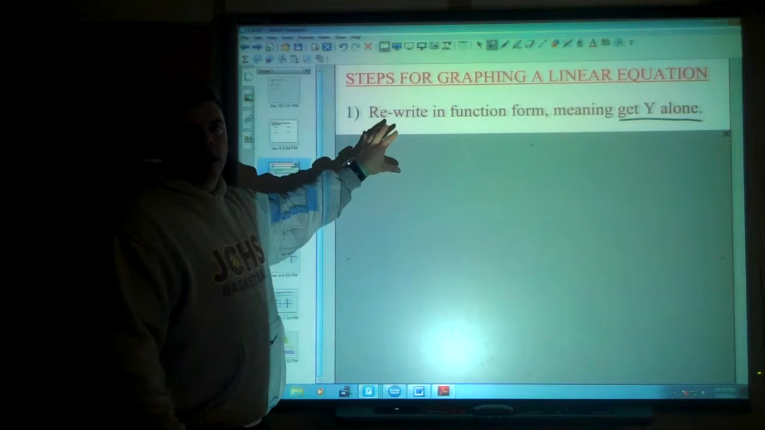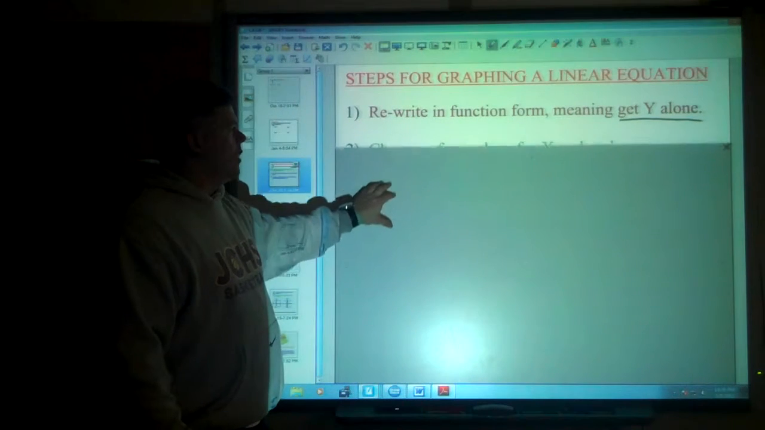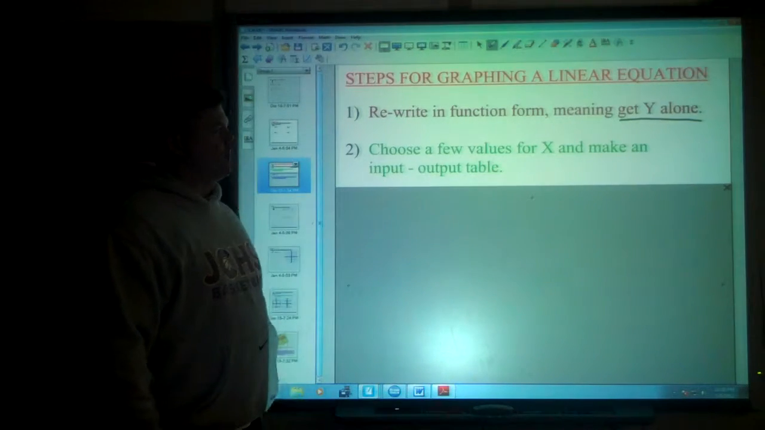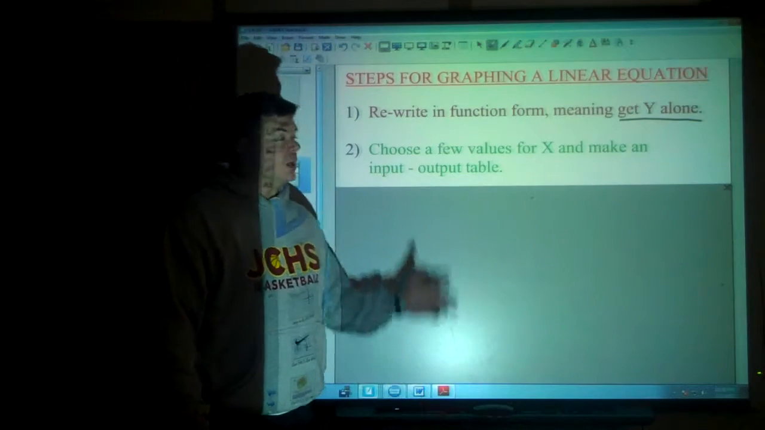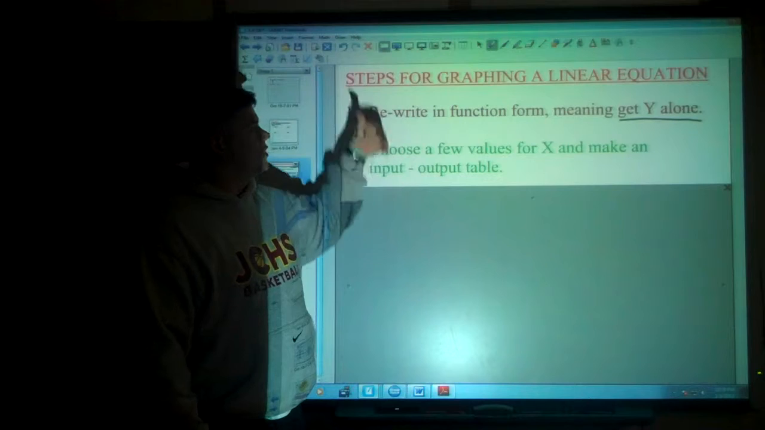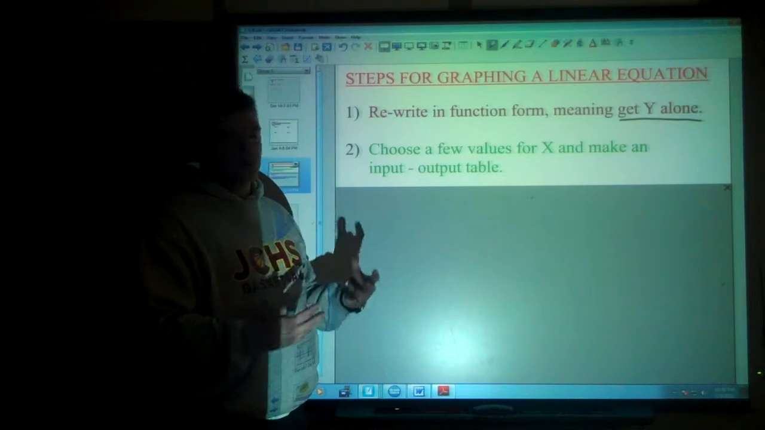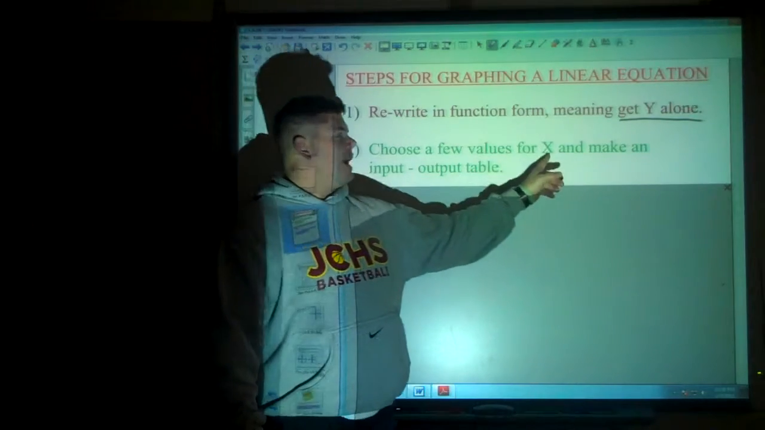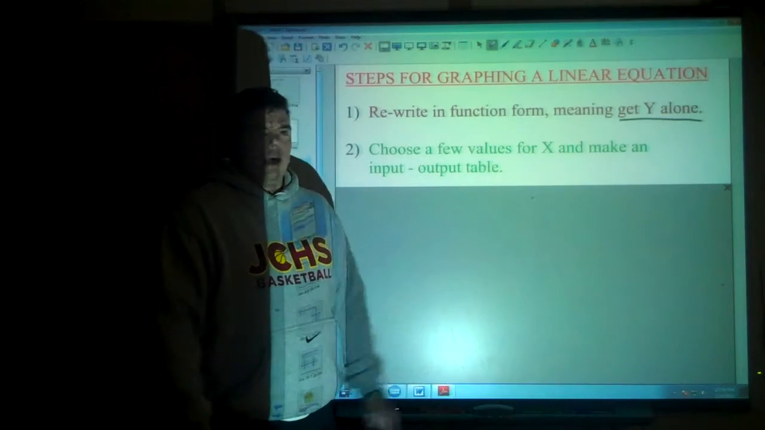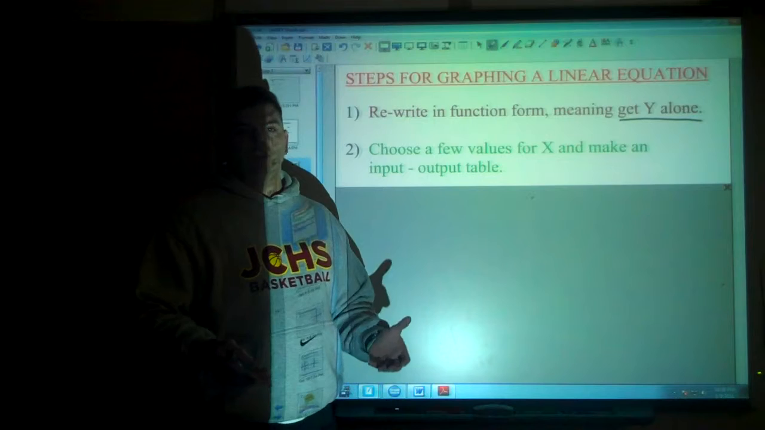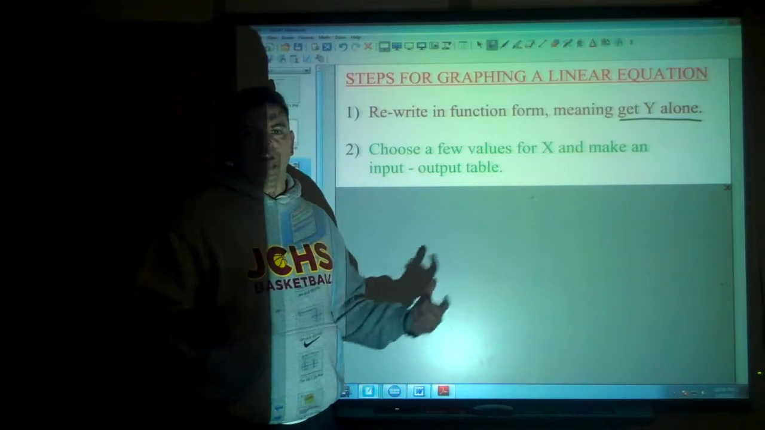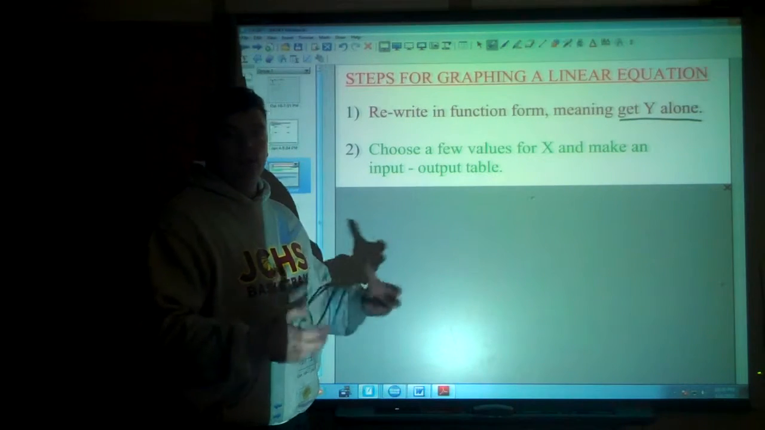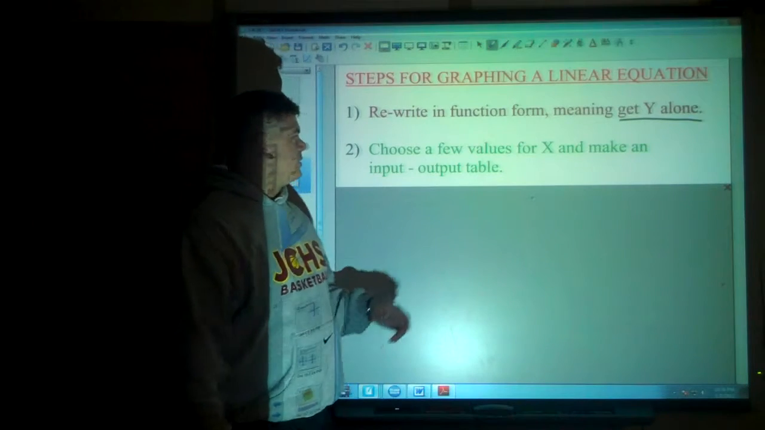After you've succeeded in writing it in function form and gotten the y alone, then you're going to choose a few values for x and make an input-output table. So again, this is what we've already been practicing. We're just going to incorporate it together and come up with a completion, a graph. Choose a few values. You get to make up any x values you'd like. Alright? Make up any number you like. I would just suggest don't make them too big. Don't use decimals and fractions unless you have to. Try to keep it as simple as you can for yourself to save time.